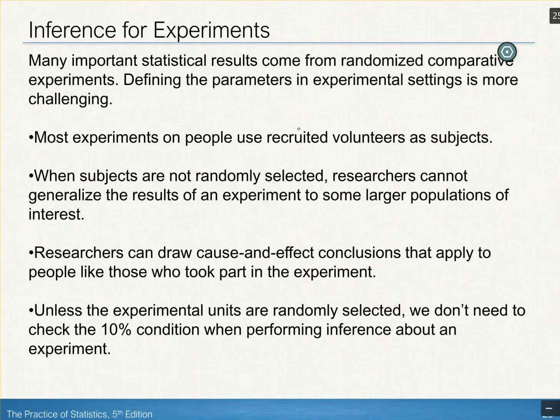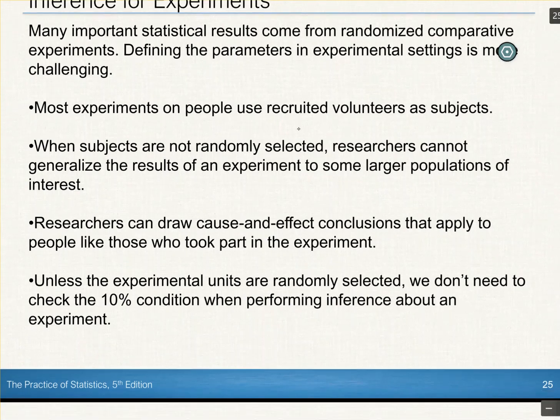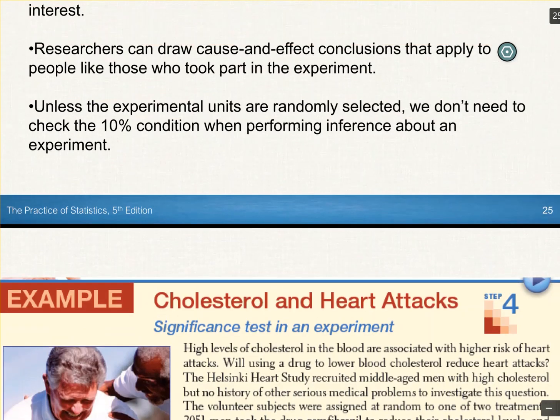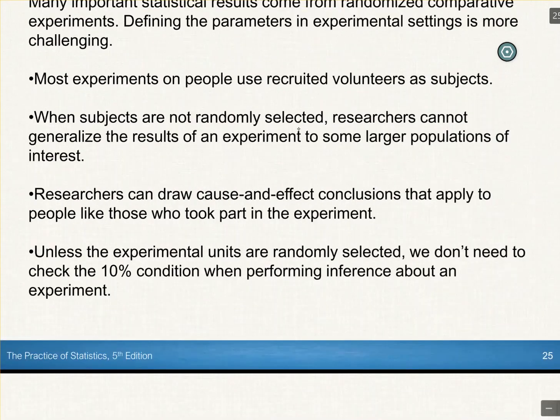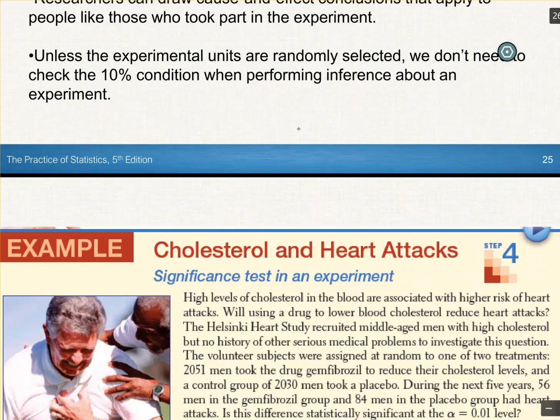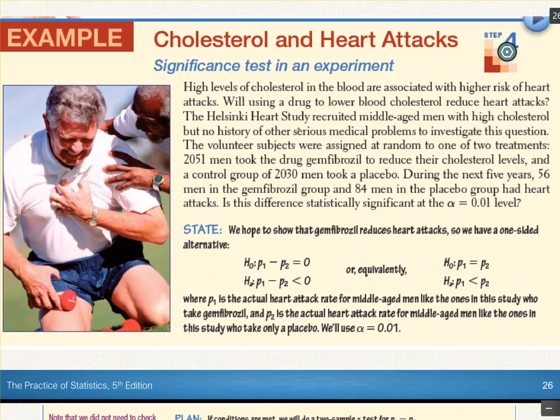All right, final thing for experiments, one of the biggest differences is that you don't need to check the 10% condition because your population is basically the people in the experiment. So you're exempted from having to check that condition. And again, keep in mind, the results of experiments can only be generalized to people like those in the experiments. But we spent a whole chapter on that.